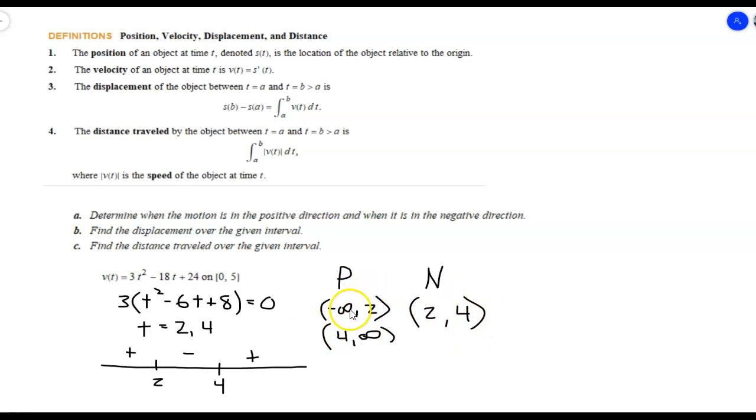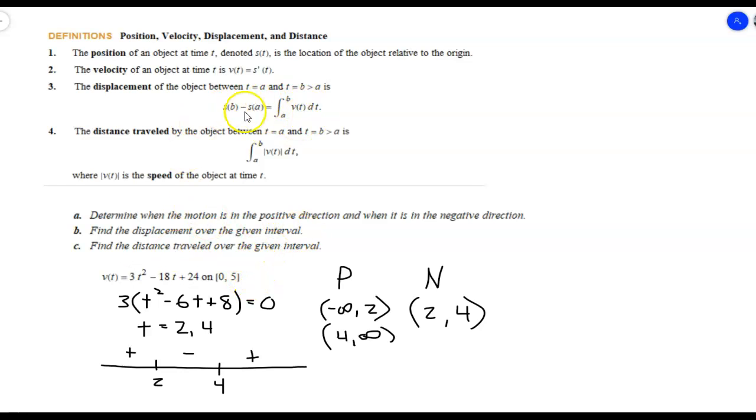All right, so this tells us right here that over the interval from 0 to 5, our displacement is definitely going to be less than our distance traveled because this thing changes directions a couple of times between 0 and 5. All right, the next one says find the displacement over the given interval.